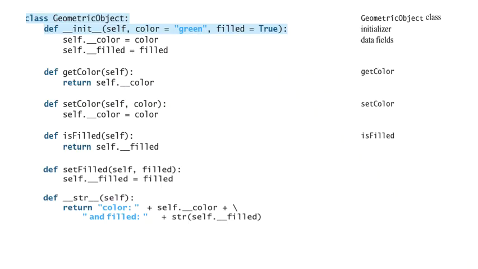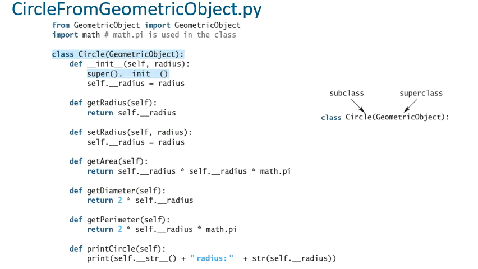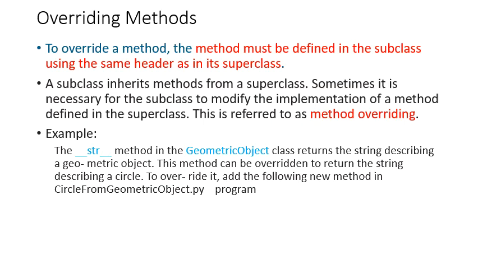So here is also the same program. This is the full program. Circle from GeometricObject.py: from GeometricObject import GeometricObject, import math. The math module is used in this class in order to find the area. So both the subclass and the superclass are used, the class Circle and GeometricObject. Both are used. Overriding method is another property.